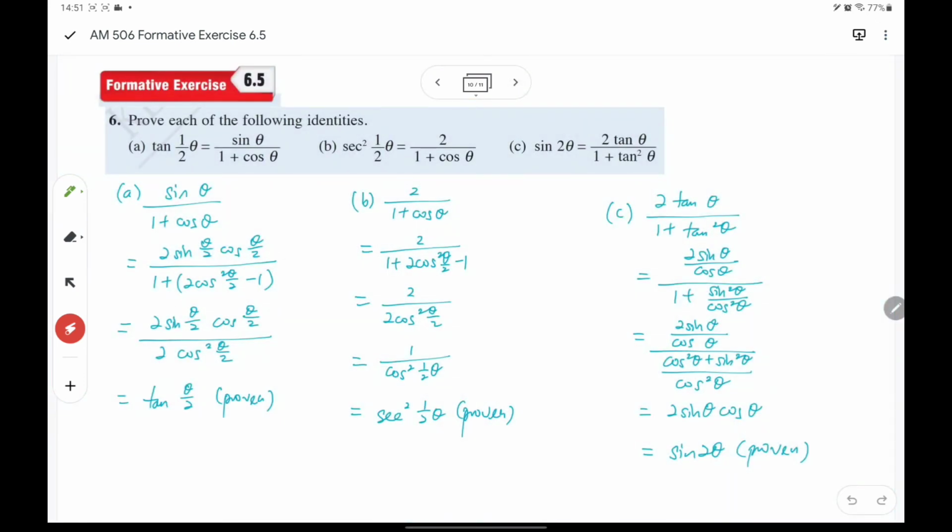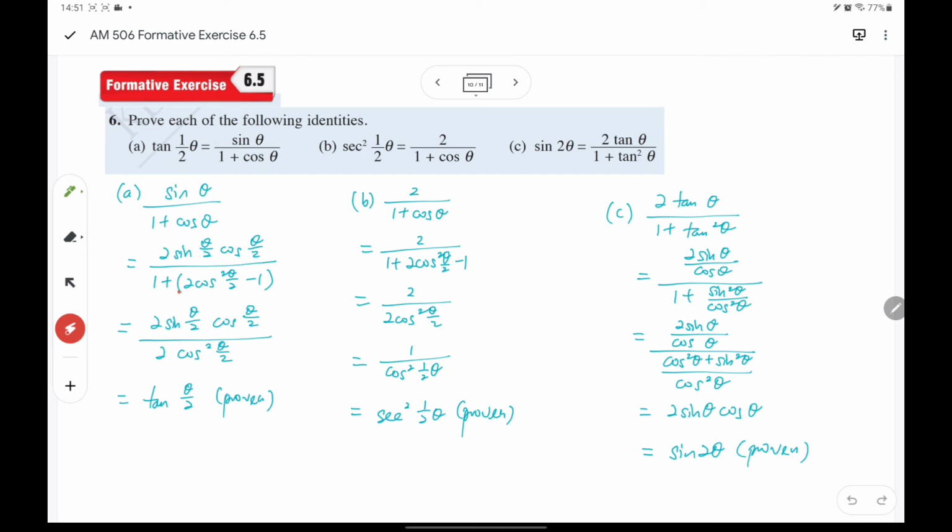Number 6. Prove each of the following identities. A. Tangent of 1/2 theta equals sine theta over 1 plus cosine theta. So we will start from the right hand side, as this is the double angle of the half theta. From the right hand side, the sine theta will be 2 sine theta over 2 cosine theta over 2, over 1 plus cosine theta.